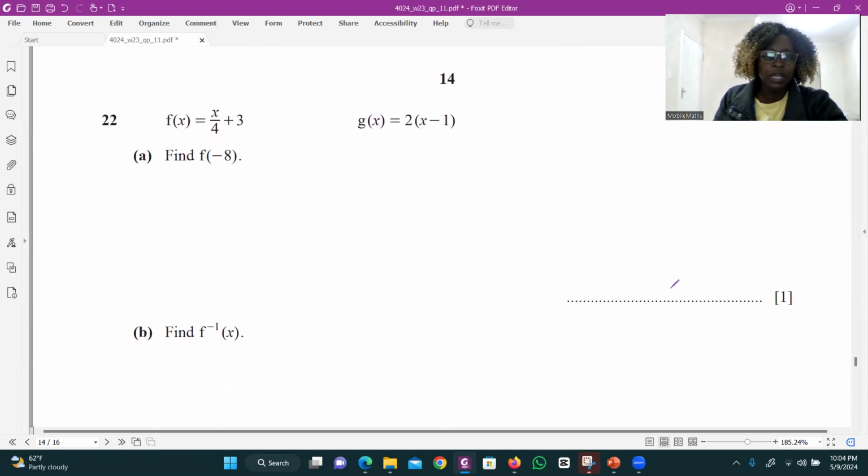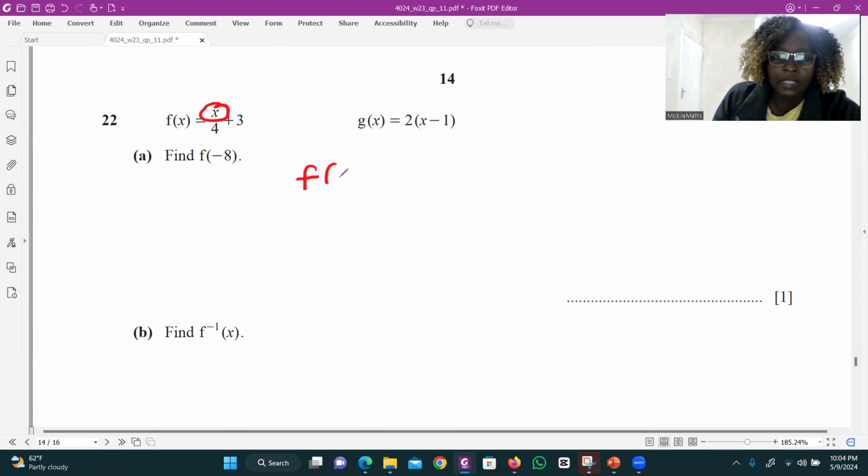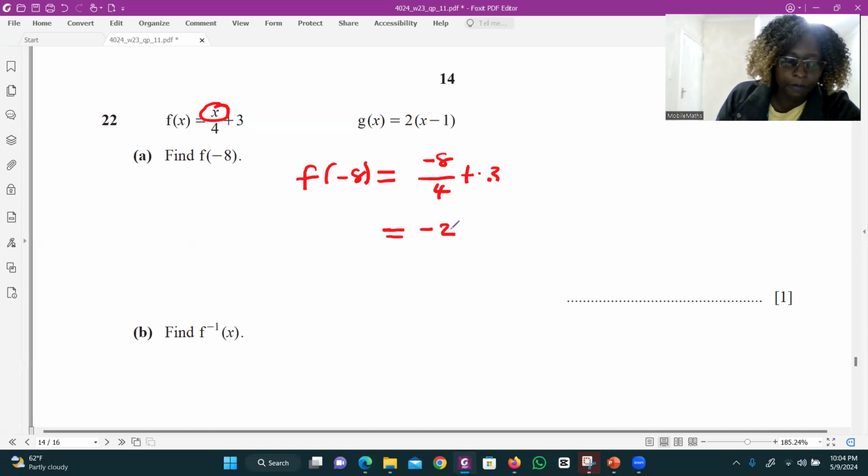Number 22, find f of minus 8. So you are just substituting where you have your x, you put minus 8. So I'll have f of minus 8 is equal to minus 8 over 4, then plus 3. This gives me minus 2 plus 3, okay, like this. So my final answer is 1.